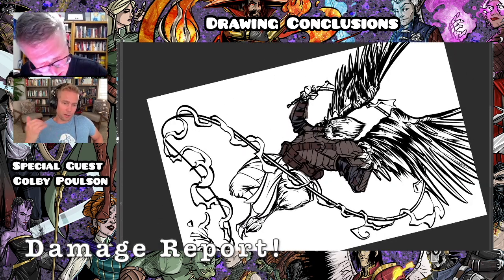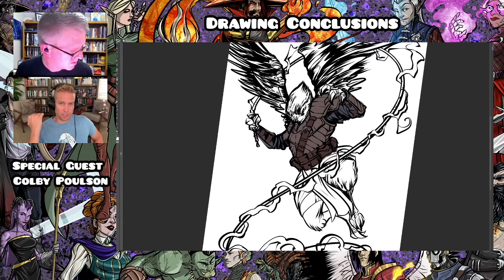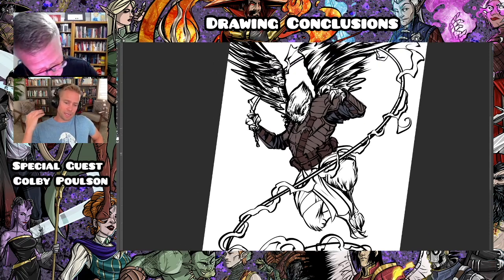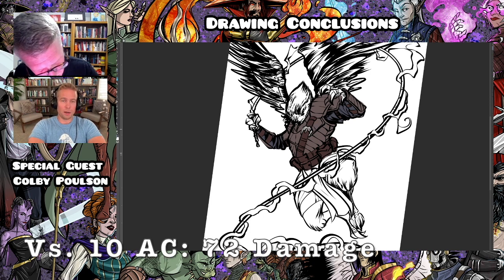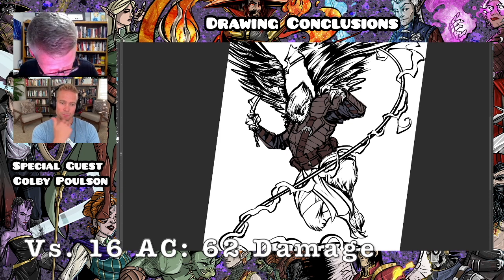Our tactics during our Nova round are basically the same, but everything just hits a little harder. And we're also adding 2d6 psychic damage for Psychic Blades from Whisper's Bard. So against an enemy with a 10 armor class, we are now doing 72 damage on average with that one massive crack of the whip. And against an enemy with a 16 armor class, it's 62 damage. Quite a bit better, but again, still low compared to other Nova builds.